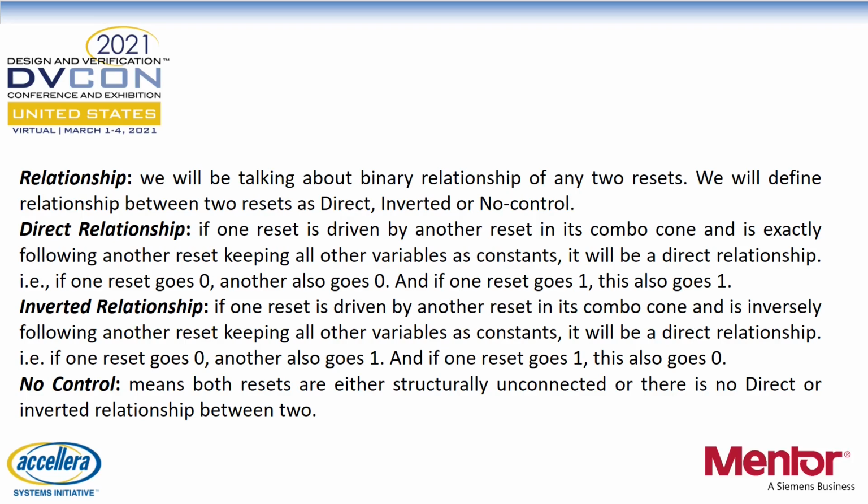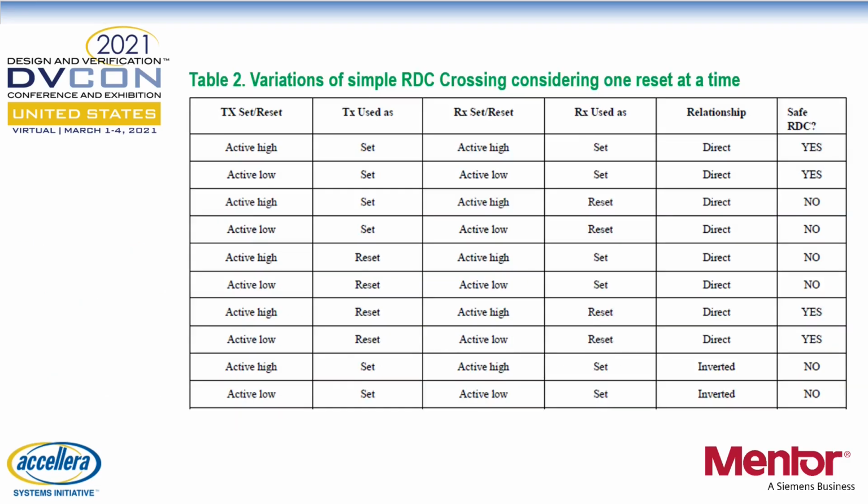A third kind of relationship can be no control, meaning there is no connection between the two resets and both of these resets are independent of each other. Based on these relationships and our baseline definition, we have prepared a detailed table, which can be referred to in the poster, through which we have tried to define whether an RDC is safe or not depending upon the relationship between any two resets. This table is true for RDCs involving simple resets or SR resets, both. Consider, if there is an SR reset, considering one reset at a time.